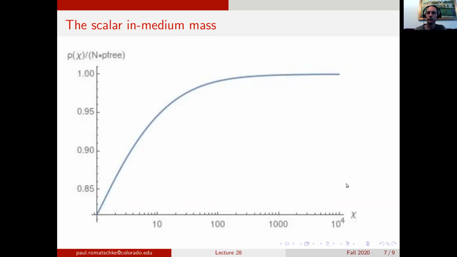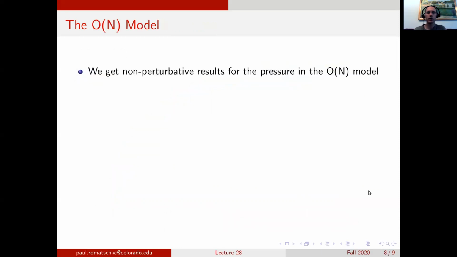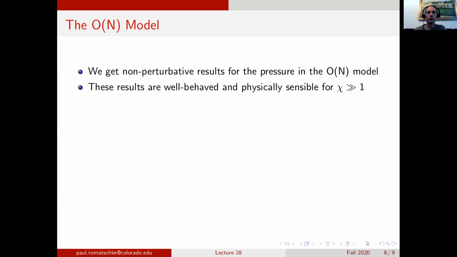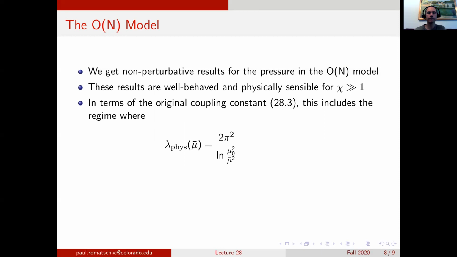But we can decrease the value of chi, increase the energy scale, increase the coupling, and the result for the pressure decreases, but stays well behaved even as we decrease chi to values that get us very close to the lambda pole. The upshot is that we get non-perturbative results for the pressure in the ON model. These results are well behaved and physically sensible, both for large chi and for small chi.